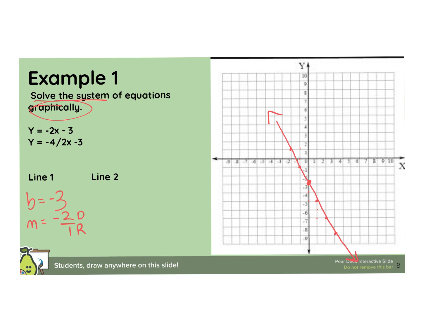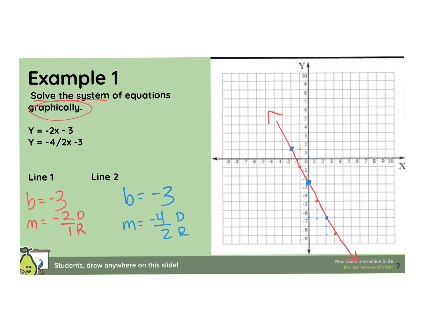My next line, my y-intercept is also -3. So that could be the solution right there. My slope is -4/2. So I'm going to go down 4 and right 2. 1, 2, 3, 4. 1, 2, I'm out of room, so I'm going to go up 4 and left 2.